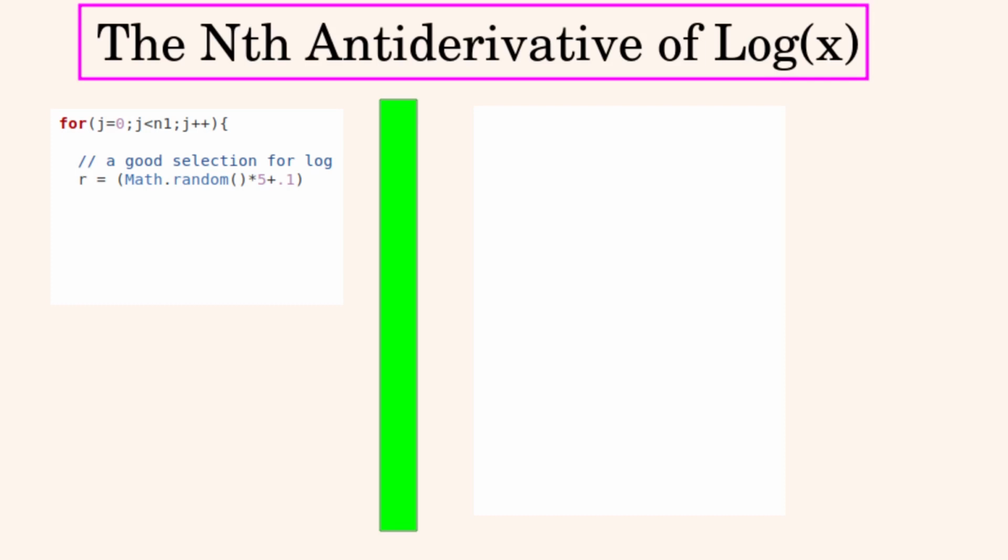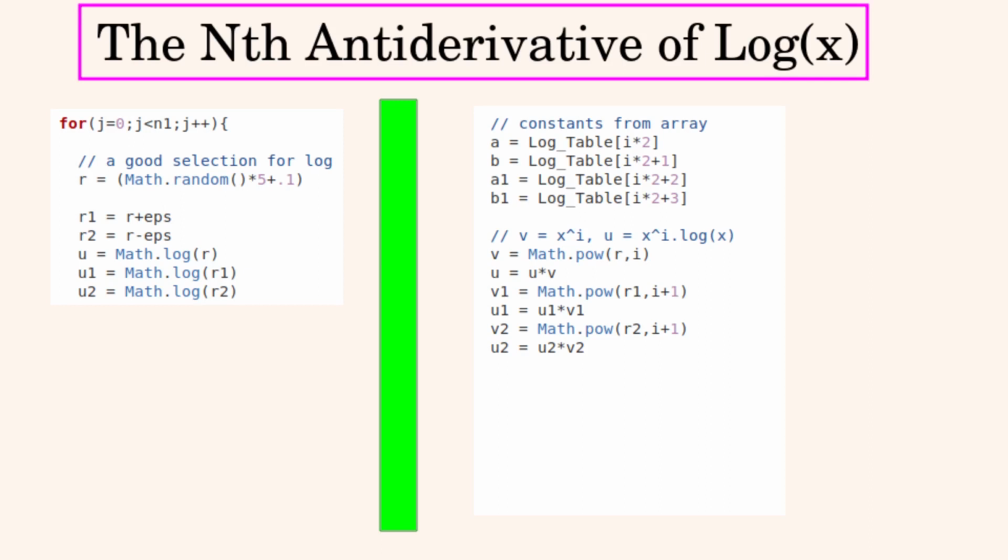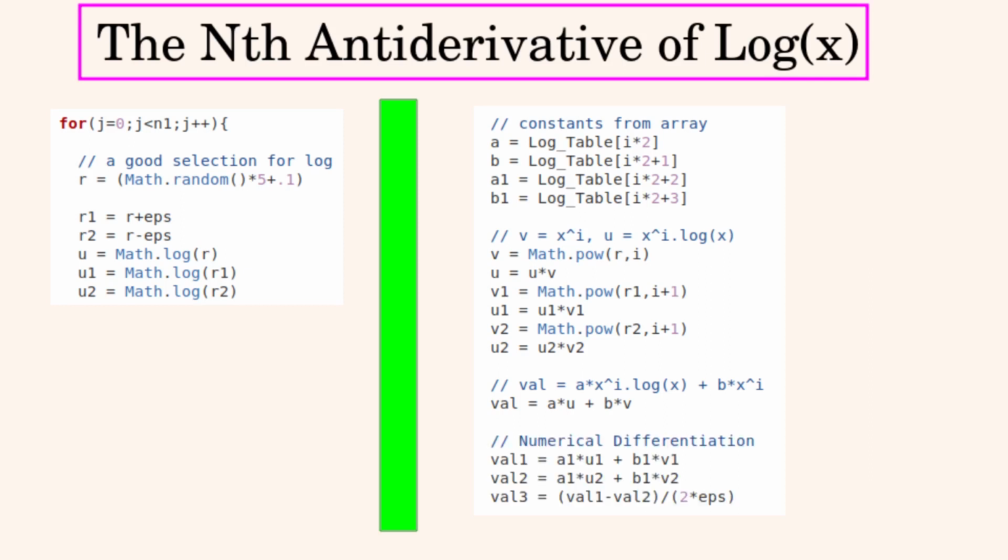We'll use r for random. We'll get values that are a tiny number epsilon larger and smaller than it. And we'll get the natural logarithms of all of these numbers. We'll get all of the constants from the array for the ith and i plus 1 constants. We'll start to calculate the values of the function here. And we'll start to calculate the values of the second function that we're testing it against here. So this is the value of the ith antiderivative of log x. And this is the derivative of the i plus 1 antiderivative of log x.